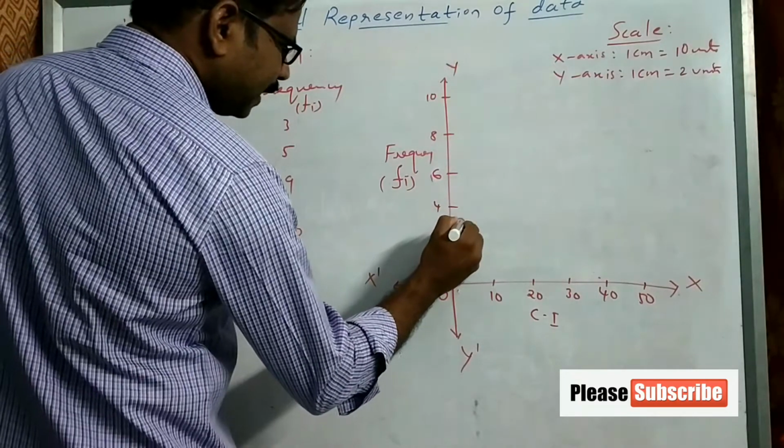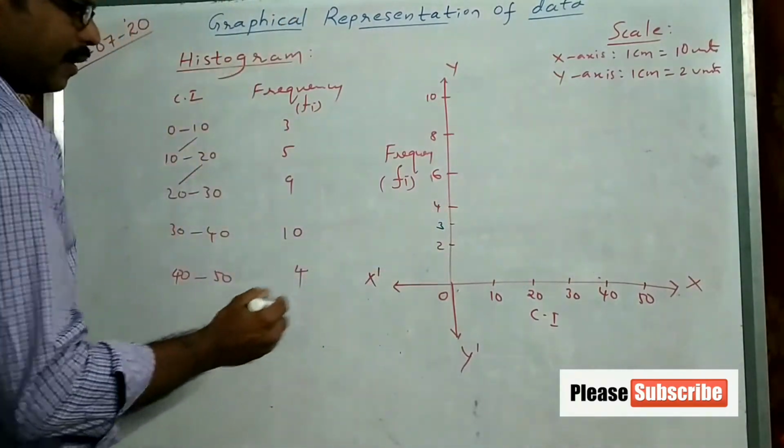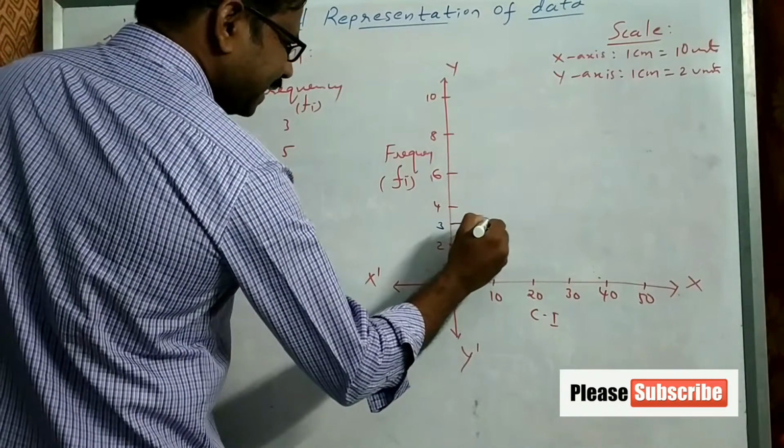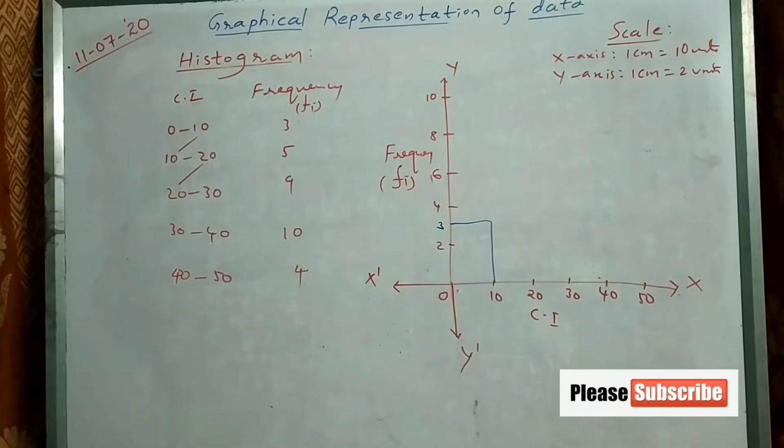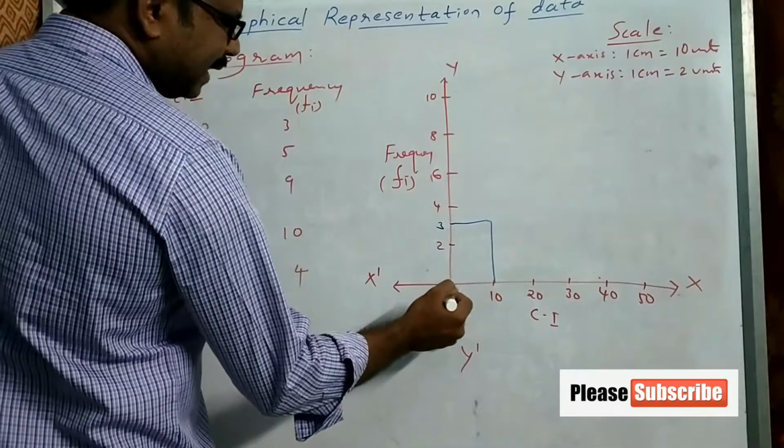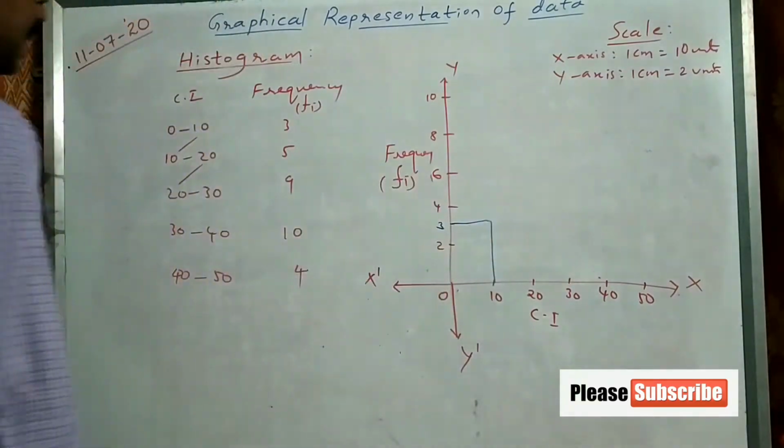Between 2 and 4 you have 3 here. Okay. One adjacent rectangle should be constructed here. Using scale, neatly you have to construct one rectangle. 0 to 10 you have one rectangle.